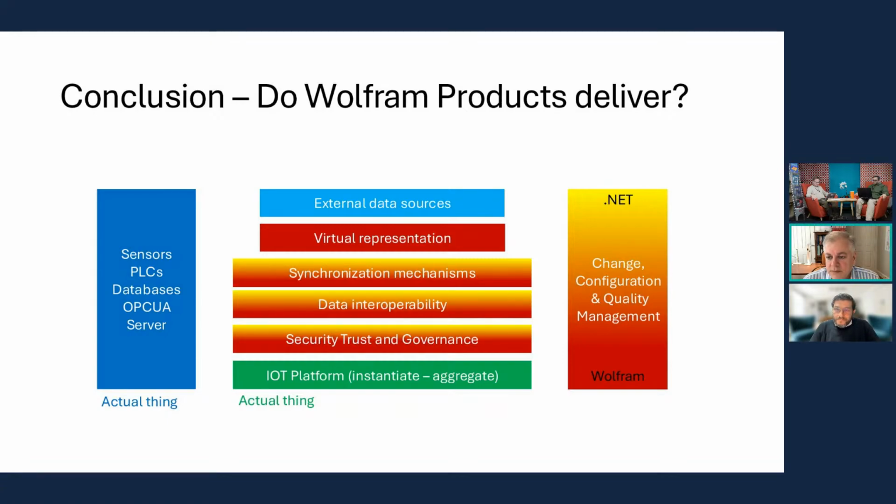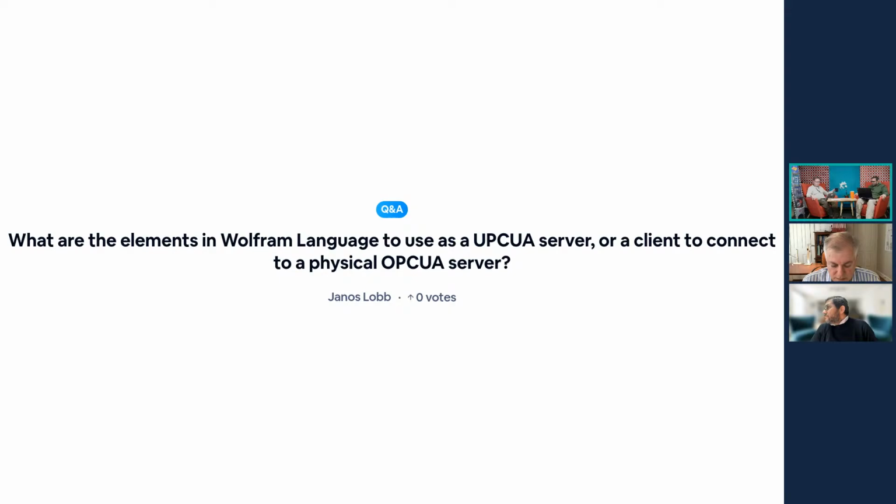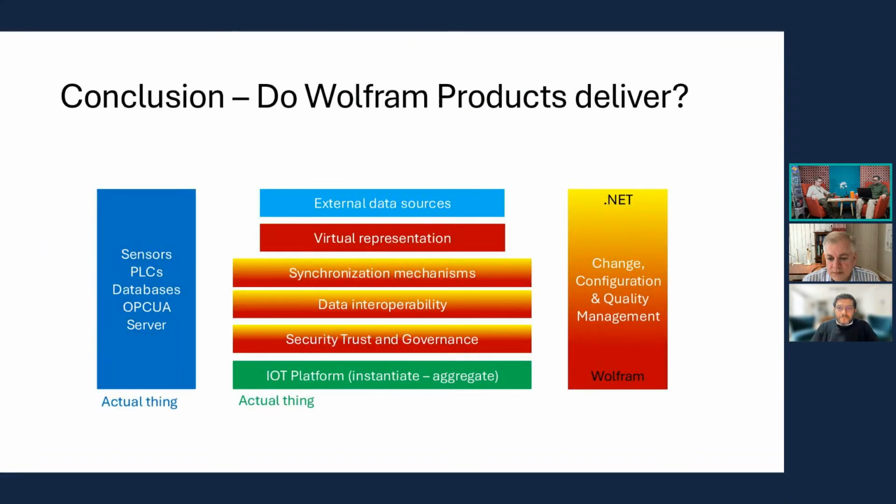Then we have another question from Janos. What are the elements in Wolfram Language to use as an OPC UA server or a client to connect to a physical OPC UA server? What you're using is a library for Wolfram System Modeler. Do you happen to have a model diagram with OPC UA used in it that you can share? Unfortunately, what we've done is for a client, and they haven't given us permission to share the details on it.